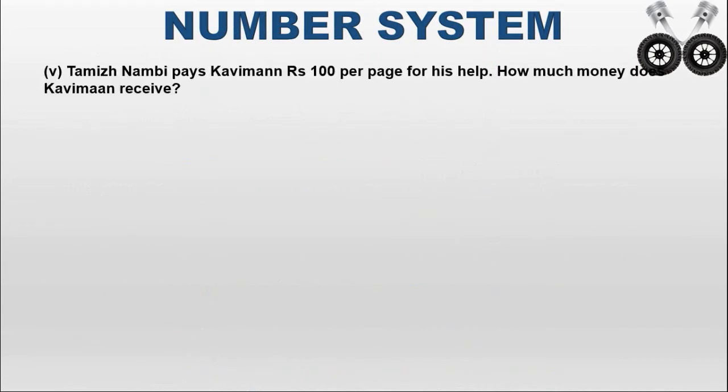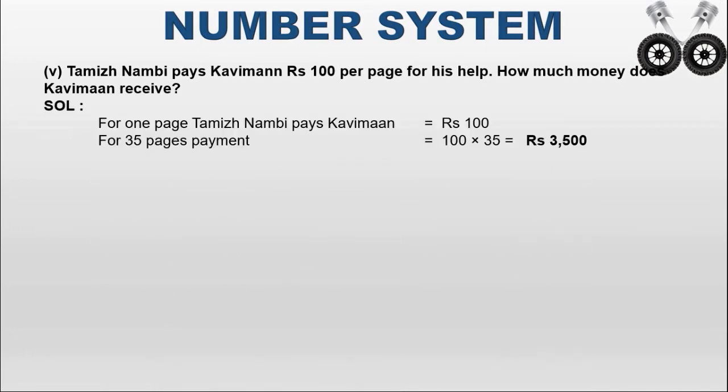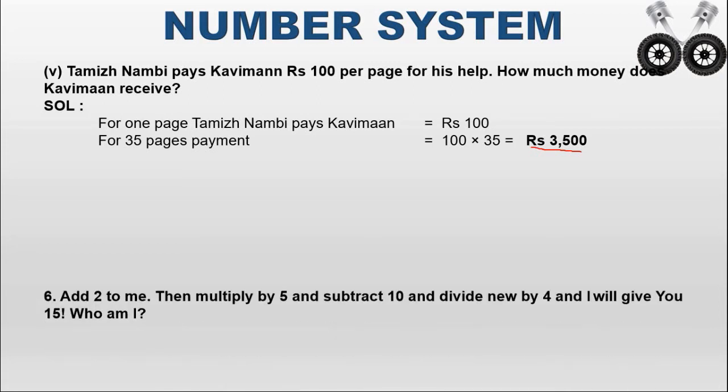Next one is Tamil Nambi pays Kavimani rupees 100 per page for his help. How much money does Kavimani receive? So for one page he gives how many rupees? Rupees 100. How many pages total did he recreate? He recreated 35 pages. That means 100 into 35. So you will get the answer as 3,500 rupees. That should be given to Kavimani by Tamil Nambi.